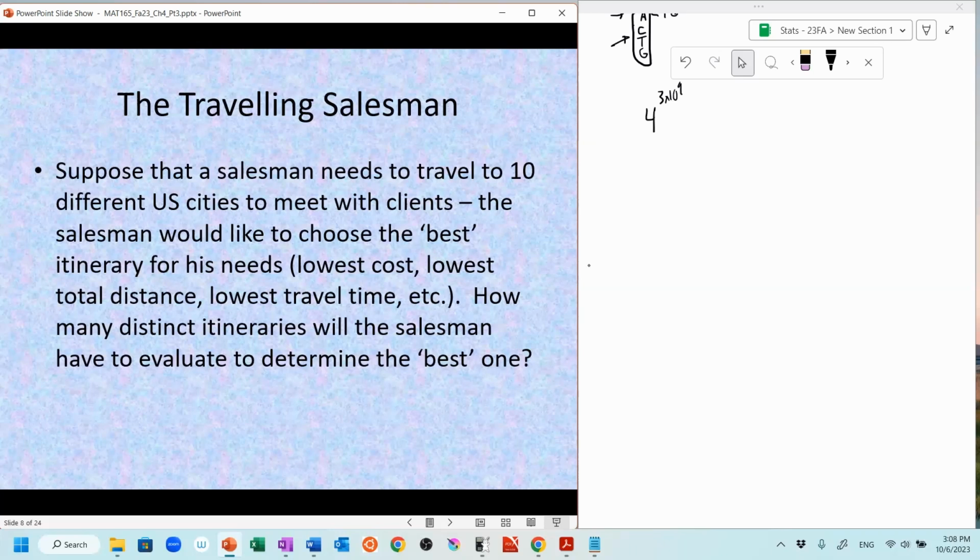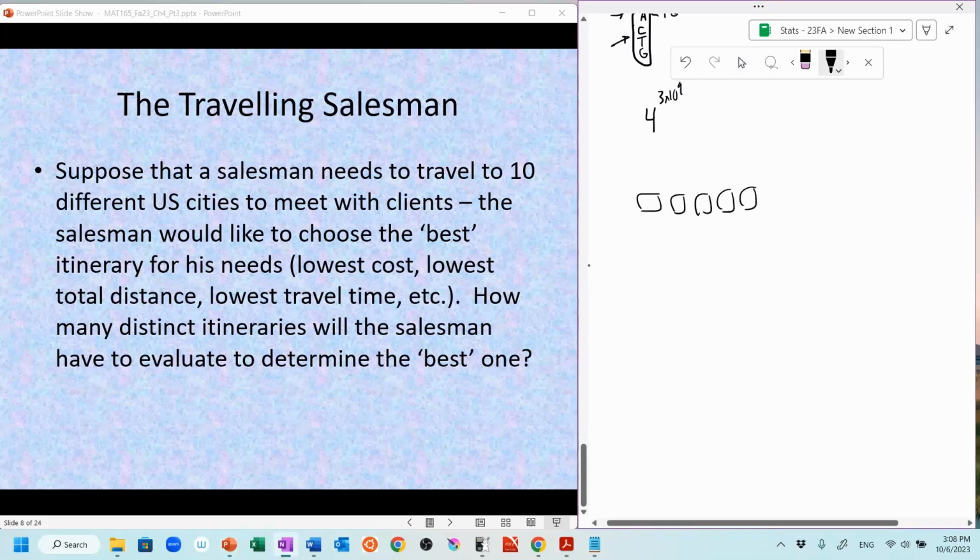So what do we have? We have 10 cities, and we have 10 slots. So he has 10 slots on his itinerary, and these could be filled in with 10 cities, right? Maybe LA, New York, Pittsburgh, Cleveland, Wheeling, etc.